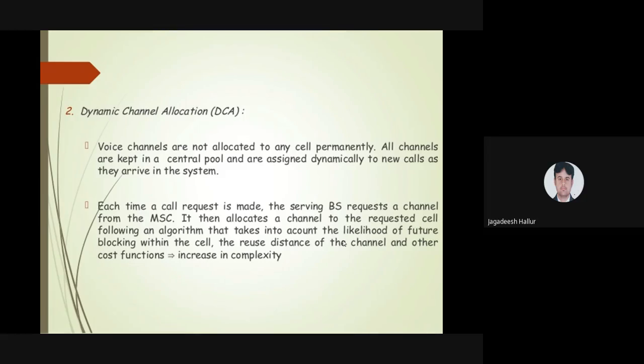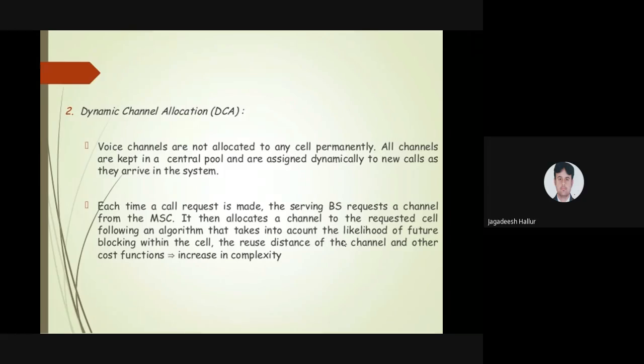All the channels are kept in a central pool and are assigned dynamically to new calls as they arrive in the system. Who is going to request the service? If you want to make calls multiple times, multiple channels have to be allocated. For any call, the request has to be sent. The request goes from your mobile station to your base station, that is your tower, the BTS. And that tower sends the request to the BSC.